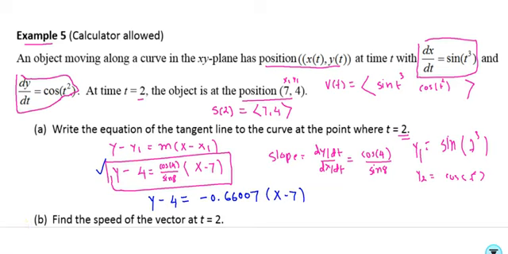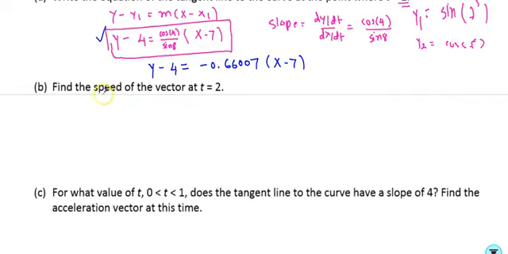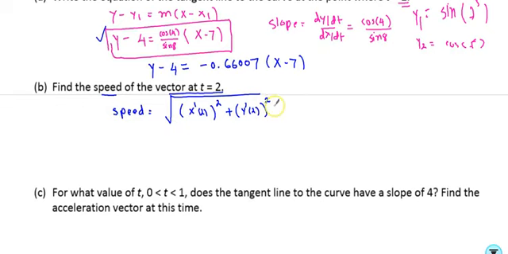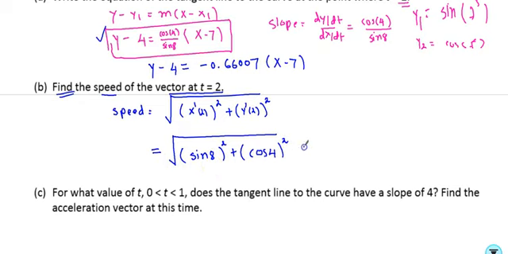Okay, so let's take a look at the second part. The second part is asking for the speed of the vector at t equal to 2. Speed is the magnitude of the velocity vector. The velocity vector is given to you: this is x prime of 2, y prime of 2. Unfortunately, this is not acceptable. Find speed means you have to substitute and actually find the speed. What will be acceptable is, if you substitute 2 here, the square root of sine of 8 squared plus cosine of 4 squared. This is a valid answer. They have to give you 100% credit, because there is no number there.